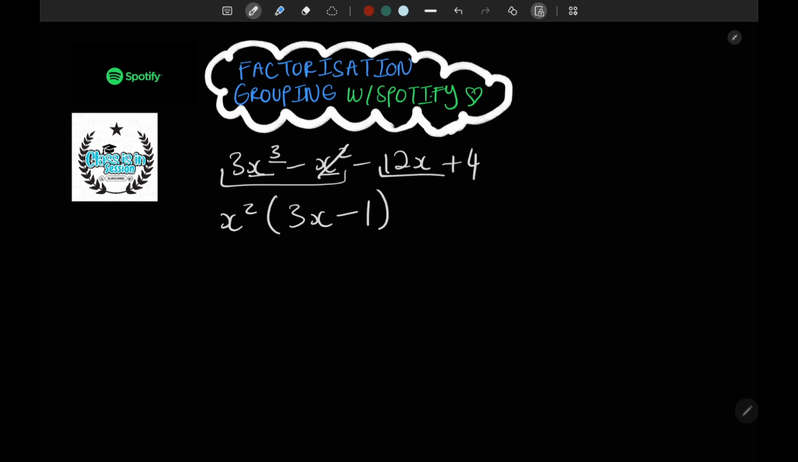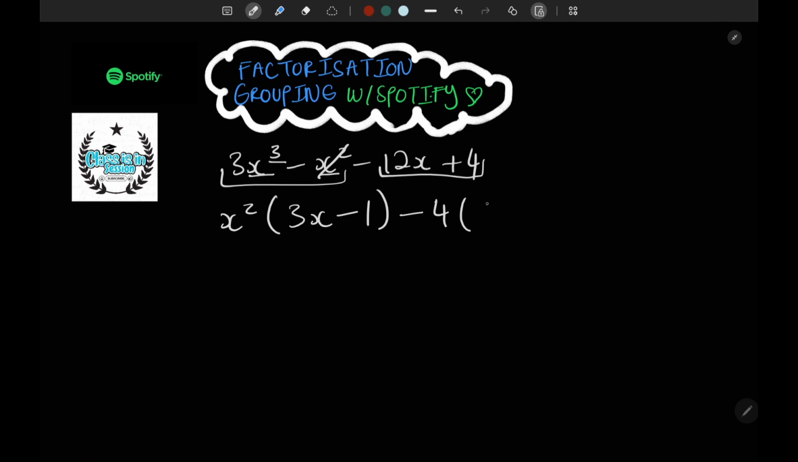Now let's move to the last two terms. We have minus 12x plus 4. I'd recommend that you start with a minus. You'll see why. Now 12 and 4. What's the highest common factor here? The highest common factor is 4. Let's open our bracket. We have 12x plus 4. Let's say 12 divided by negative 4. Your answer would be 3. Negative 3.